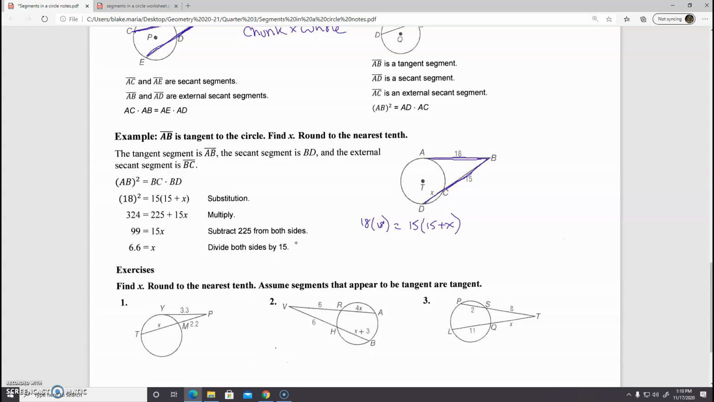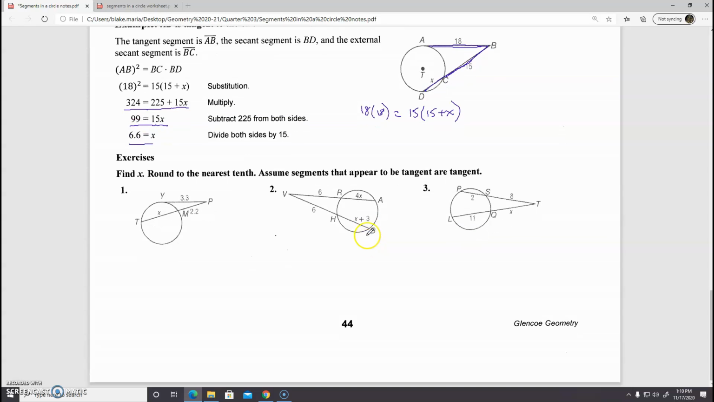And then you distribute that 15, do your multiplication, so you get 324. 15 times 15 is 225. 15 times x is 15x. All right, and that's where this came from right here. We subtract 225 from both sides. We get here, and we divide both sides by 15.